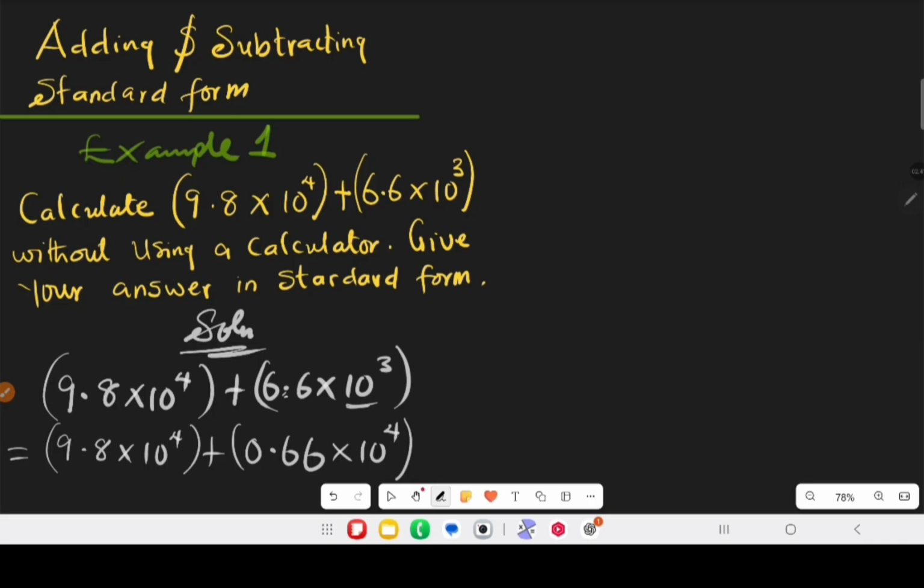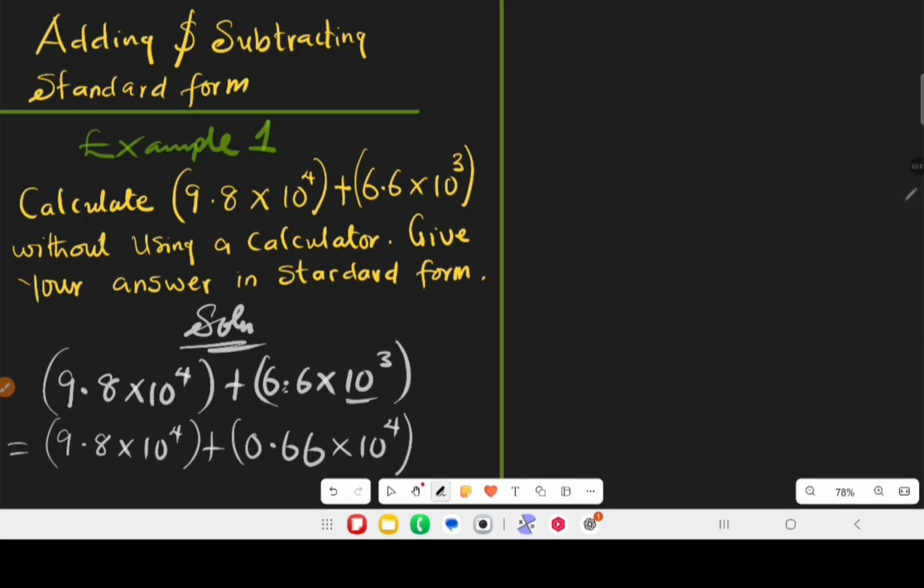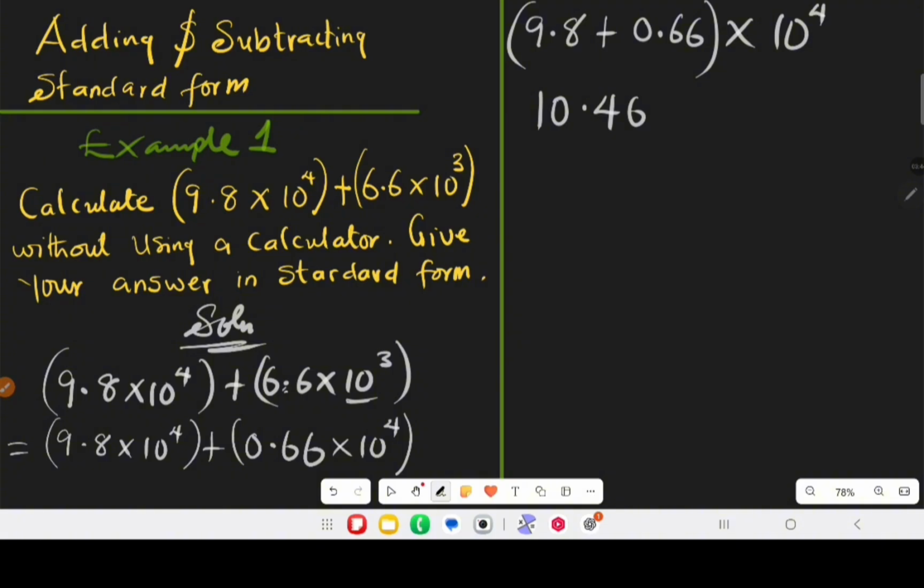Then we continue. We can rewrite this to be 9.8 plus 0.66, 10 raised to the power of 4 is common, or times 10 raised to the power of 4. Then if we add the numbers in the bracket, we are going to have 10.46. We are not using a calculator, but let me do it so you can see how I did it.